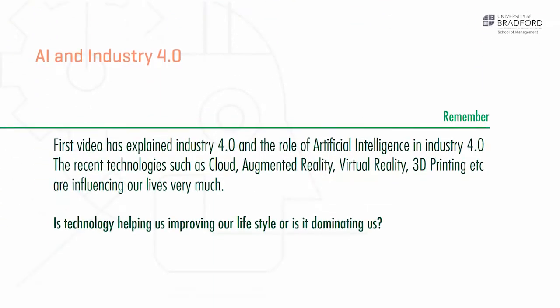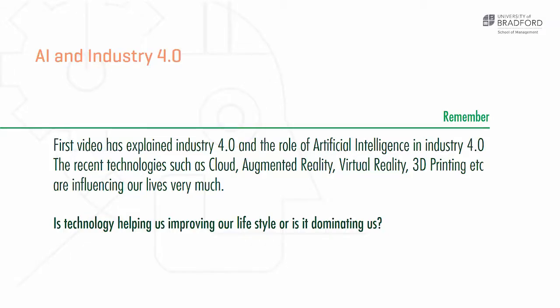In the first video, we introduced Industry 4.0 and explained it in detail. Then we discussed the role of artificial intelligence in making Industry 4.0 a successful one. We started the first video with the discussion of how technology influences our life, especially internet and web-based technologies. The reason for that was especially the recent technologies such as the cloud, augmented reality, virtual reality, 3D printing, etc. They influence our lives very much, not only the economic or the business life.